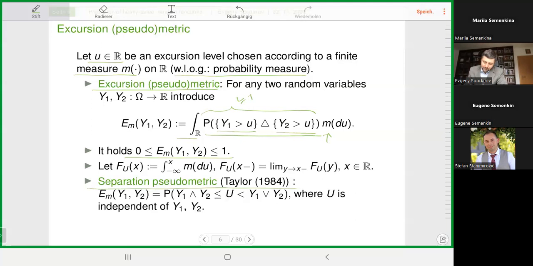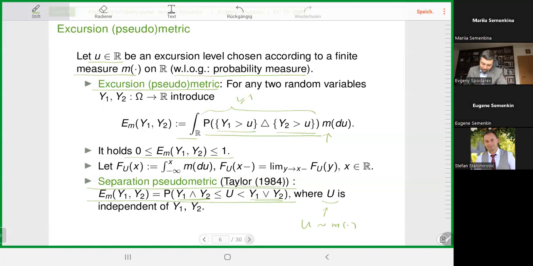So this is the minimum of the two random variables, and this is the maximum. So U is the random level with this probability measure M. And so U must lie between the minimum and the maximum of the two random variables. So actually these two quantities are the same. And we were surprised to see that we were the first persons citing the paper of this Mr. Taylor from the 80s. So he had zero citations up to date. So it was a kind of a discovery feeling, so to say.